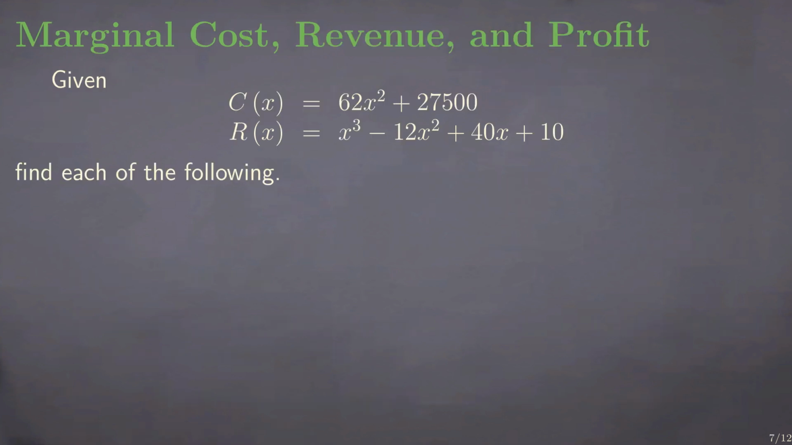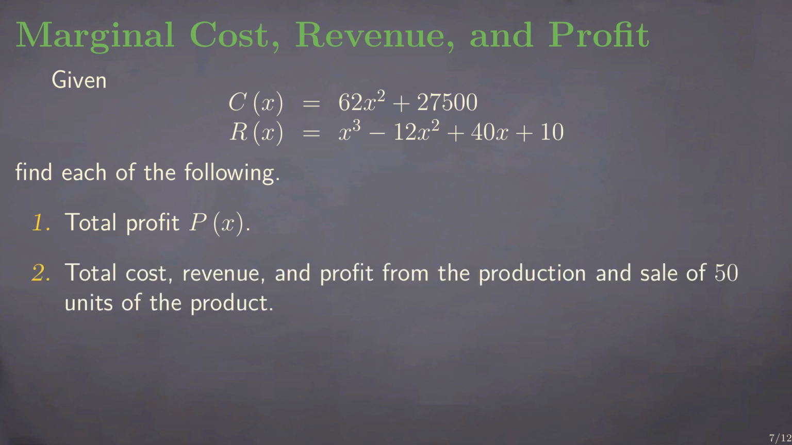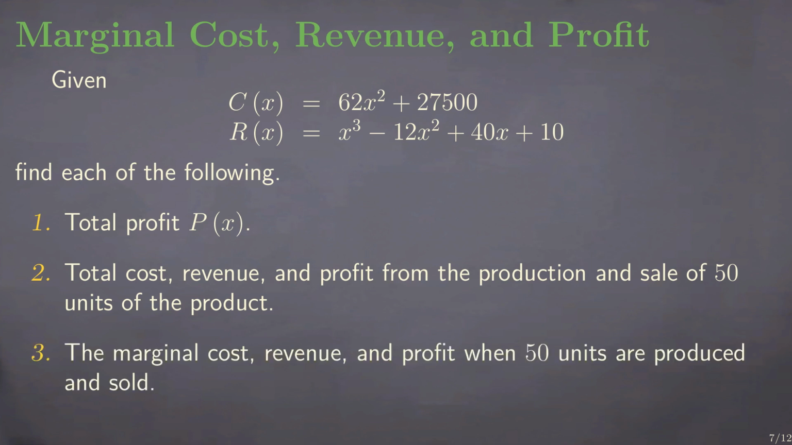Okay, so now let's look at an example to see how we can compute the value of marginal cost, revenue, and profit. Given the cost and the revenue functions as here, we need to find each of the following. First, we need to determine the total profit P of x, and then find the total cost, revenue, and profit from the production and sale of 50 units of the product. And last, we come to the problem of determining the marginal cost, revenue, and profit when 50 units are produced and sold.